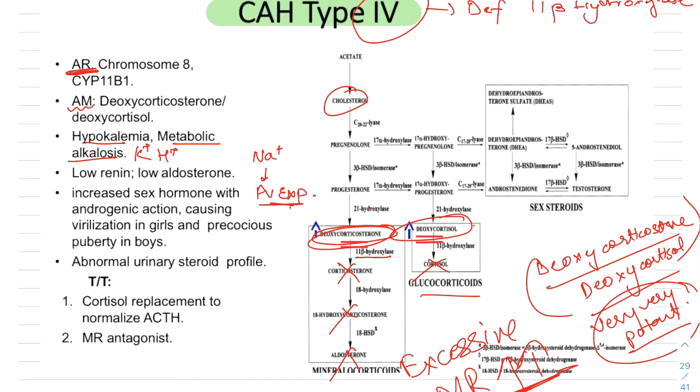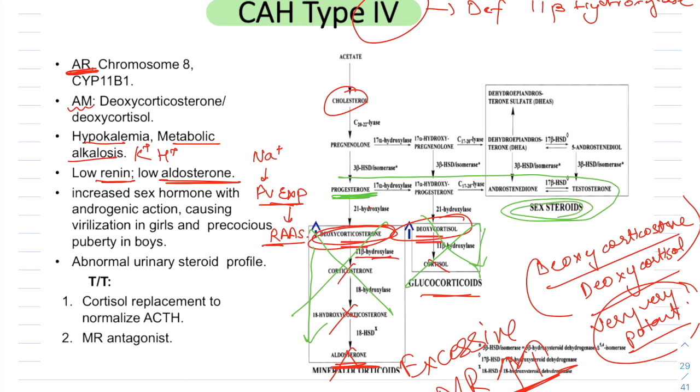Plasma volume expansion will lead to inactivation of the renin angiotensin aldosterone system, thus leading to low renin and low aldosterone production. Aldosterone anyhow will not be produced because of the deficiency. Because the pathway for production of aldosterone and cortisol is blocked, the progesterone that is there is directed towards production of more and more sex steroids. So androstenedione and testosterone production are increased.